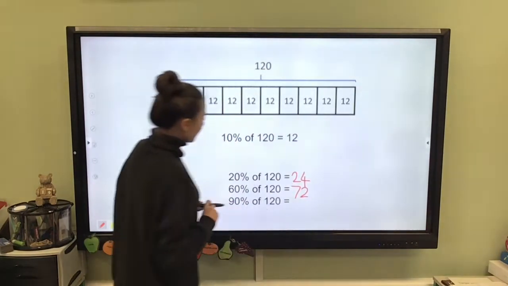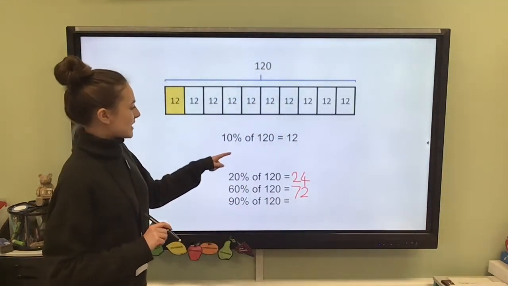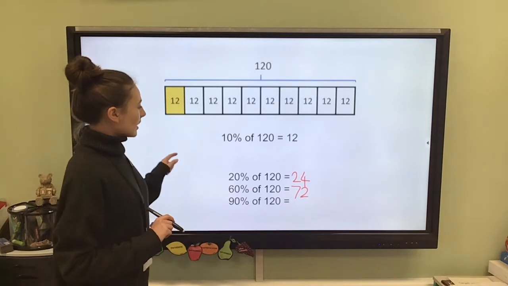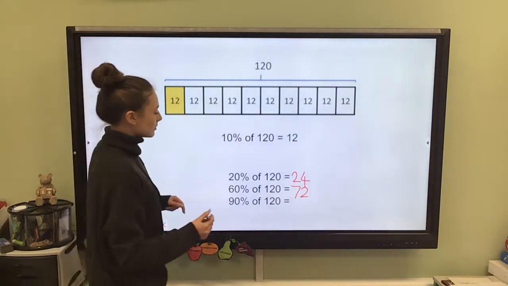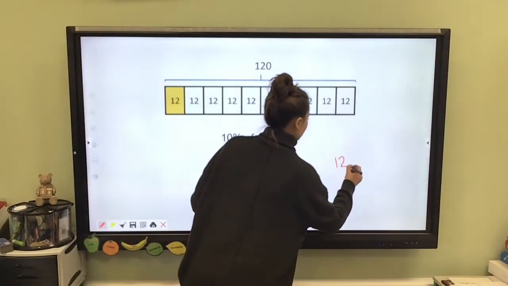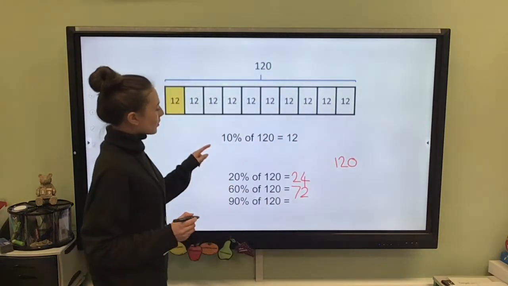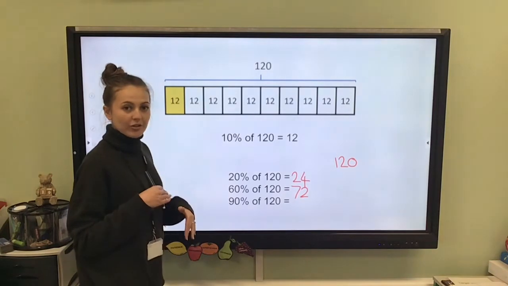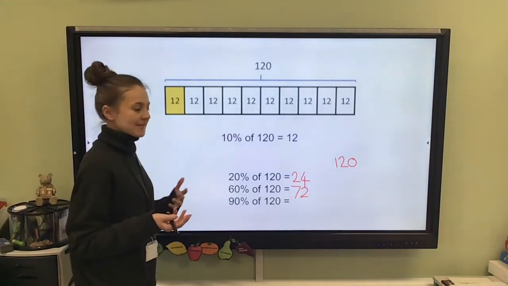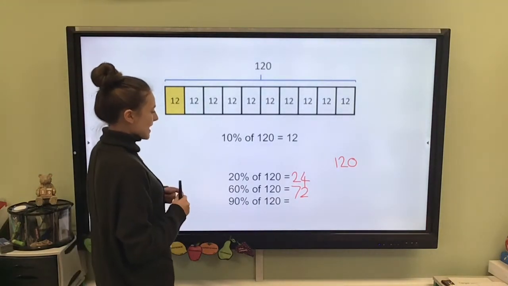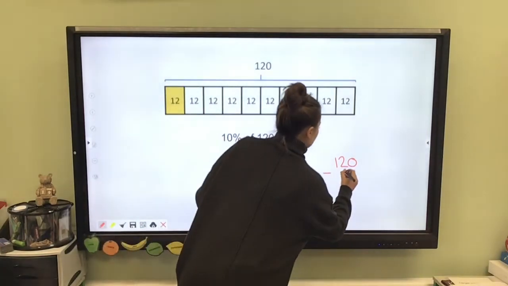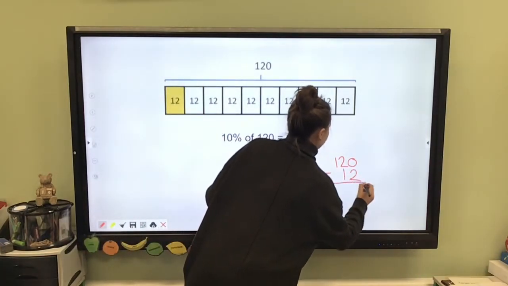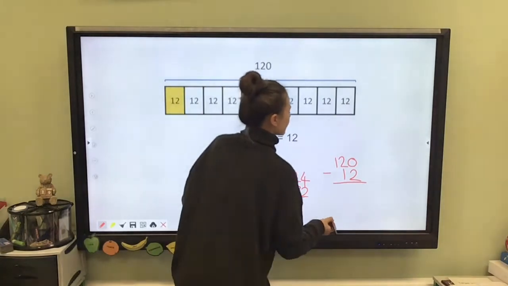Well, if I already know that 10% of 120 is 12, all I would need to do is take my whole, my 120, and take away 10%. Because if I take away 10% from 100%, that then gives me 90%. So 100% take away 12.